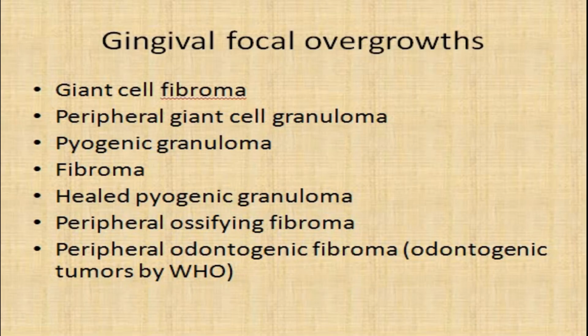It can be either giant cell fibroma or peripheral giant cell granuloma or pyogenic granuloma or simple fibroma or healed pyogenic granuloma or peripheral ossifying fibroma or peripheral odontogenic fibroma. Peripheral odontogenic fibroma is now considered in odontogenic tumors. So that is declared by WHO.